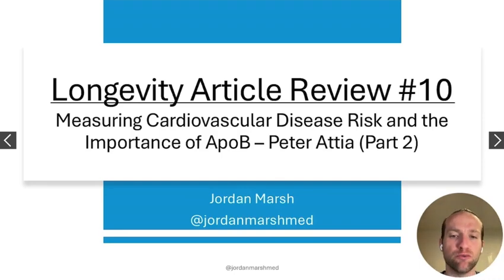My name is Jordan Marsh, and this is part 2 to Longevity Article Review number 9, which is all about ApoB and trying to understand why everyone's talking about ApoB as opposed to just LDL-C, which is the typical marker that we use for measuring our cardiovascular disease risk. And this is my attempt to understand that myself and hopefully share that with you.